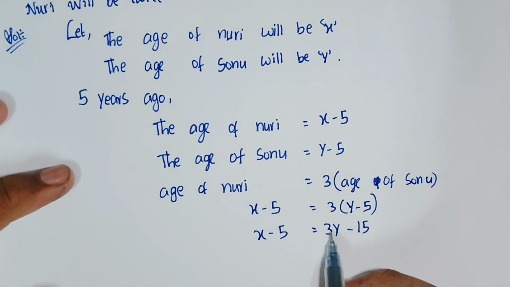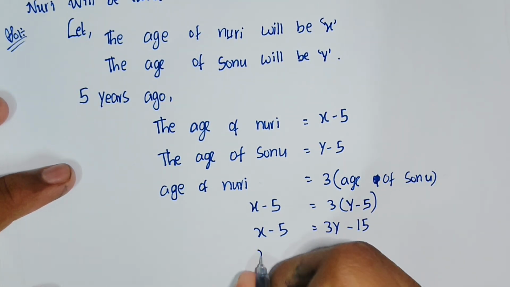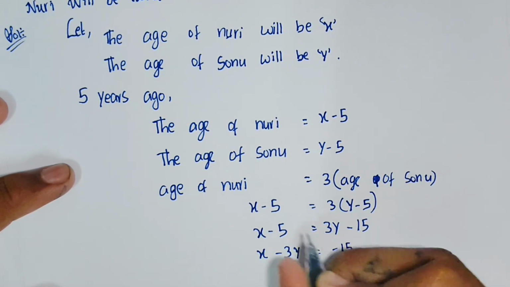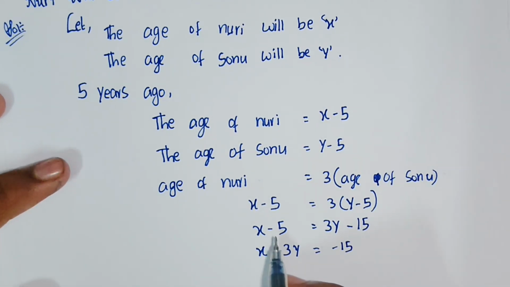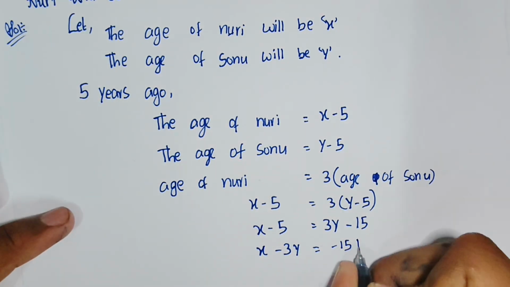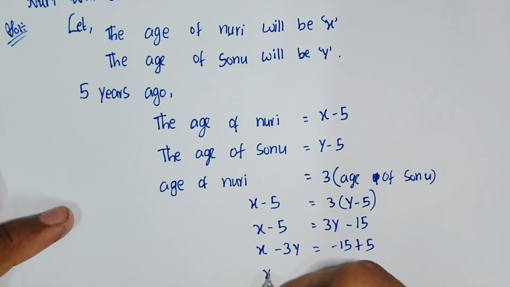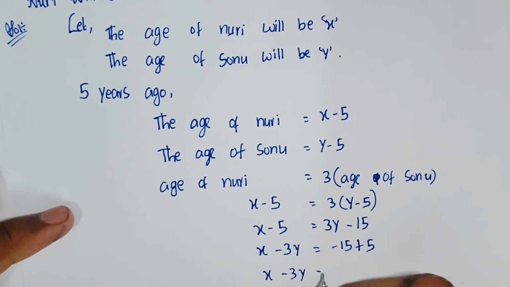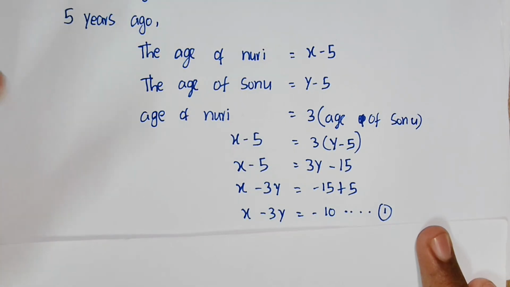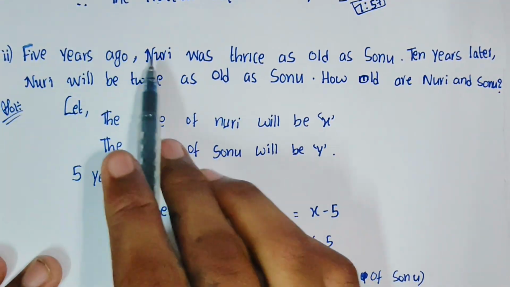I am going to transpose the plus 3y to the left side, then it becomes x minus 3y equals minus 15. At the same time, I am going to transpose minus 5 to the right side, then it becomes plus 5. x minus 3y equals minus 10. I am taking it as equation 1. So here we have completed the 5 years ago.